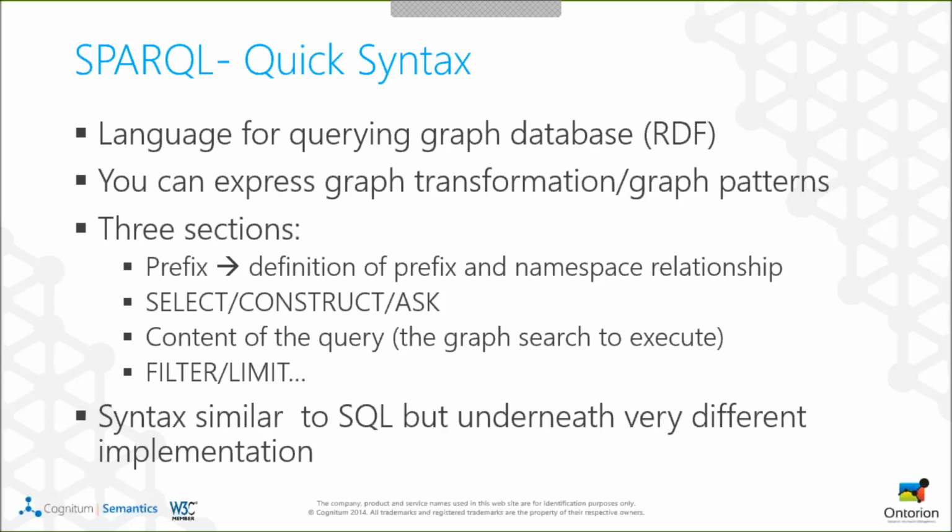Then in SPARQL you have mainly three sections. So you have a first part that is the prefix. In the prefix part, you can define the relationship between prefix and namespace. And this relationship will be used locally in the query to find the elements you're using. I will show you an example after.